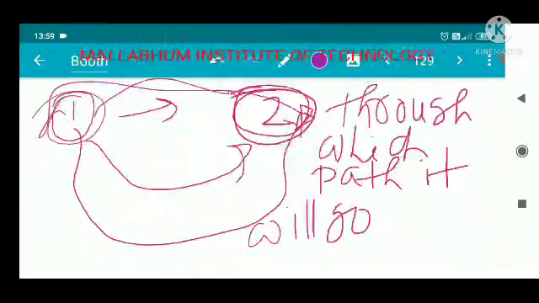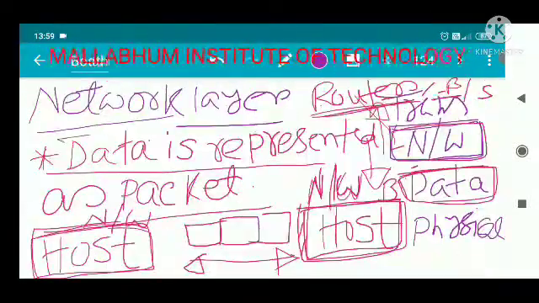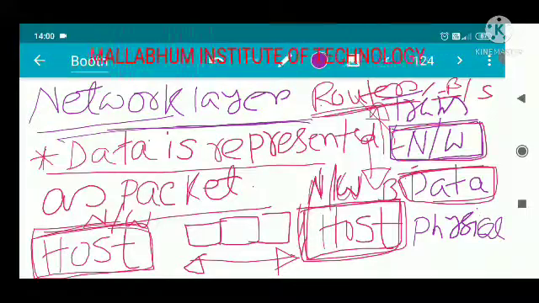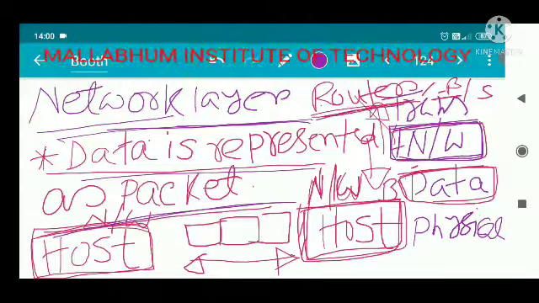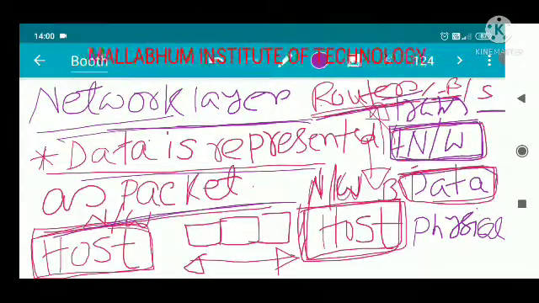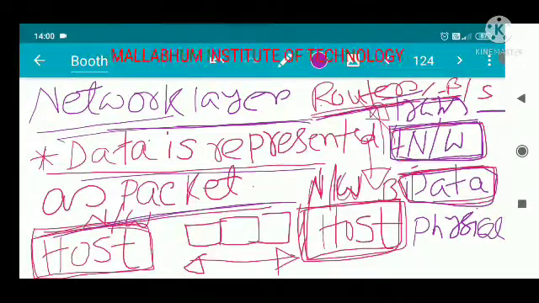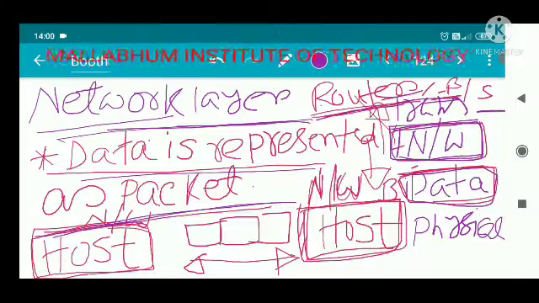I am just telling you that in the network layer, data is represented as a packet. It is the third layer. Here the router is very much active. We can also use bridges and switches, but those are mainly used in the data link layer. And the main function here is host to host delivery.